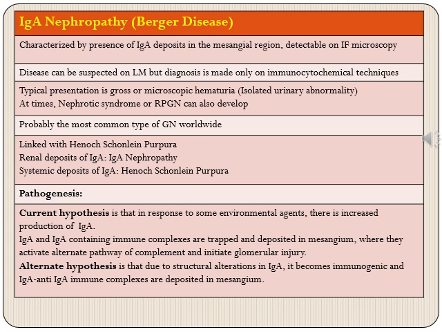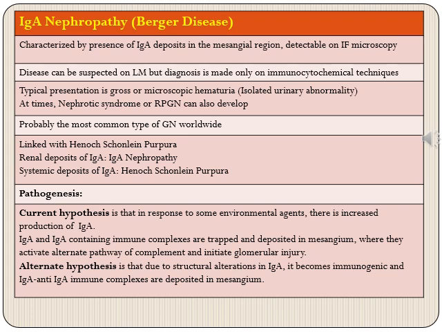Typical presentation would be of gross or microscopic hematuria, and it is one of the causes of isolated urinary abnormality. At times, nephrotic syndrome or RPGN can also develop in these patients. Probably this is the most common type of glomerulonephritis worldwide. So this is important, IgA, and along with that we have minimal change disease, which is the most common cause of nephrotic syndrome in children, and we have FSGS, which is the most common cause of nephrotic syndrome in adults, and along with that we have nephritic syndrome, where the most common cause is post-streptococcal glomerulonephritis.